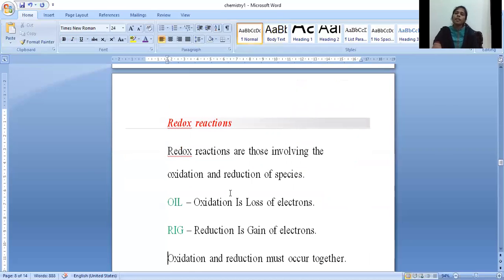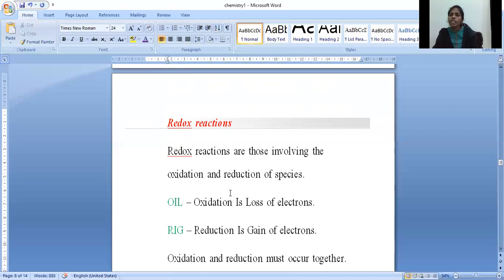So now let us see the basic concept in electrochemistry. We have seen electrical energy converts to chemical energy, and chemical energy converts to electrical energy. Electrical energy is nothing but electricity, whereas chemical energy is nothing but chemical reactions. Those chemical reactions are redox reactions. Now let us see what is meant by redox reaction.